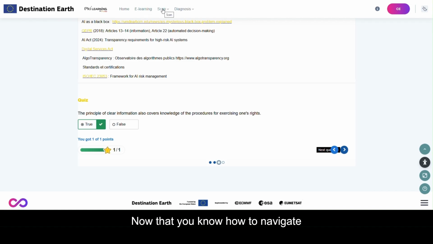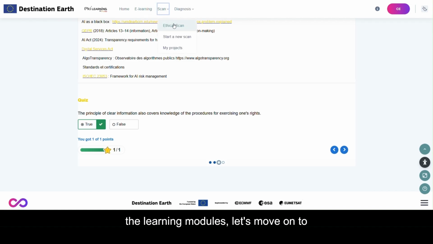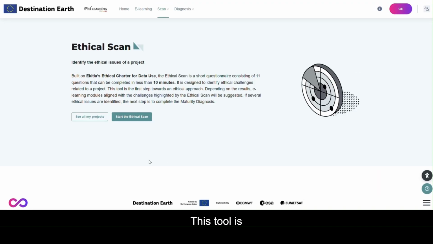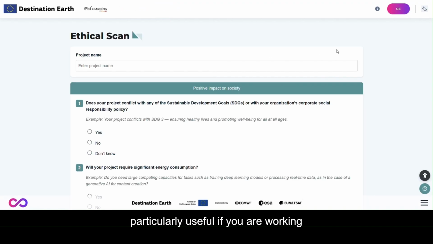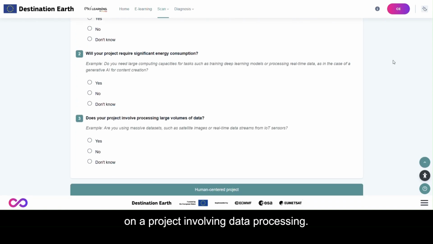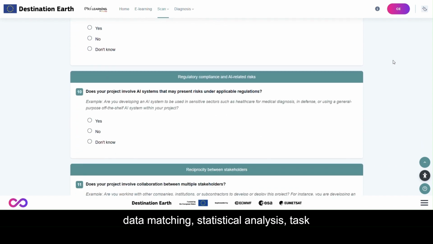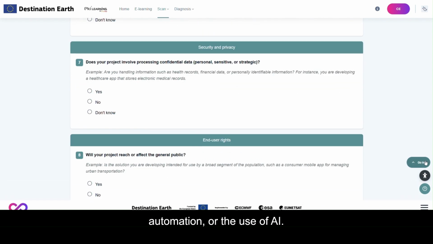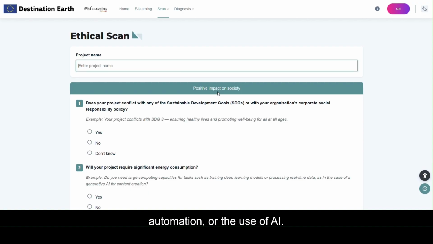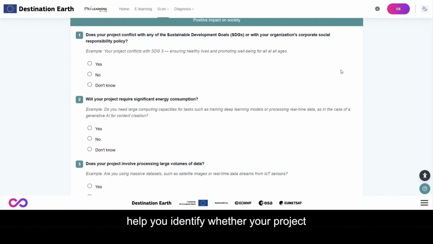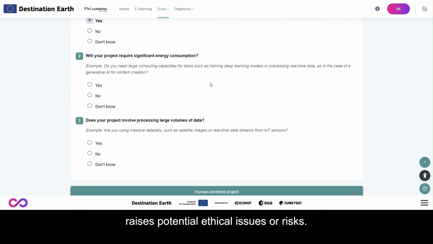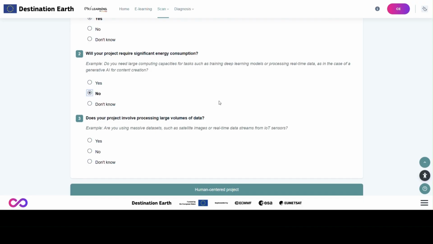Now that you know how to navigate the learning modules, let's move on to the ethical scan. This tool is particularly useful if you are working on a project involving data processing. For example, if your project requires data matching, statistical analysis, task automation, or the use of AI. The ethical scan is quick and easy to use. It takes about 10 minutes to complete and consists of 11 questions designed to help you identify whether your project raises potential ethical issues or risks.